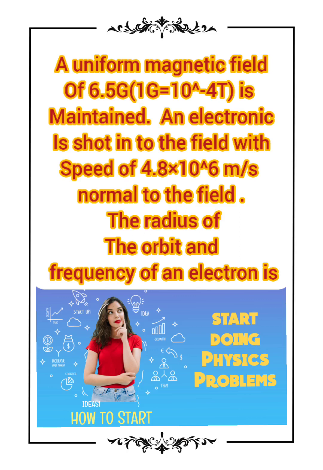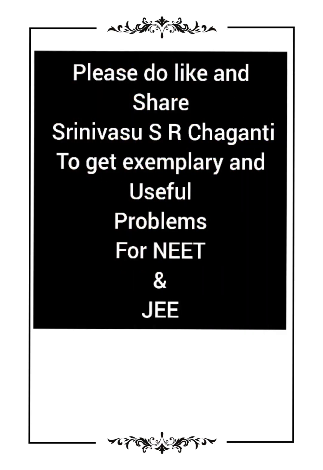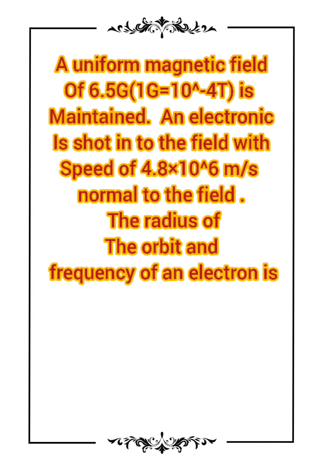A uniform magnetic field of 6.5 Gauss is maintained. An electron is shot into the field with a speed of 4.8 × 10^6 meters per second normal to the field. The radius of the orbit and frequency of the electron is?